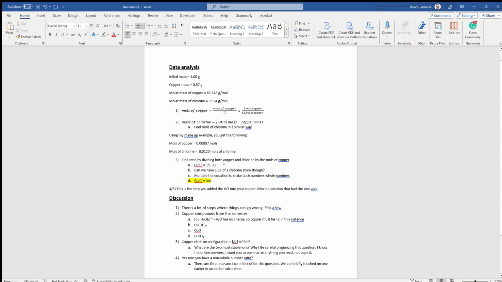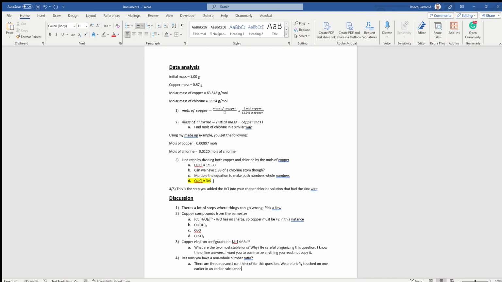But are we able to have 1.33 of a chlorine atom? Keep in mind that atoms are whole. You cannot split them at all. So this is actually impossible. We want to adjust our ratio until we only have whole numbers. We can do that by finding some number to multiply it by to make it whole. In this case, I would multiply by 3, and I'd find that for every 3 atoms of copper, I have 4 atoms of chlorine, and that would be my molar ratio in this instance.